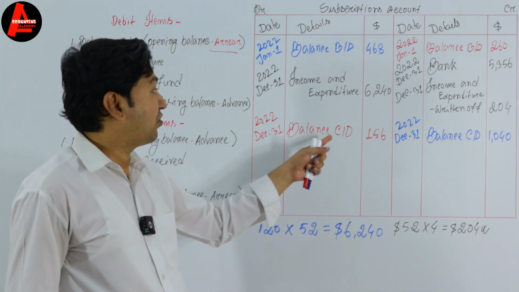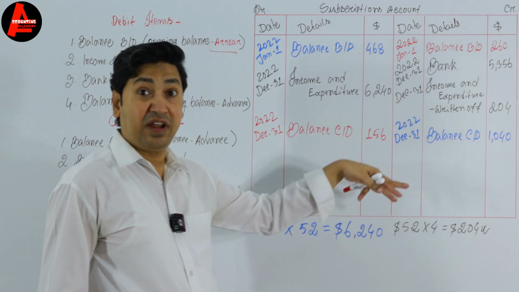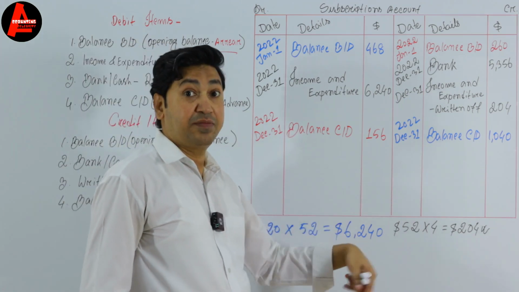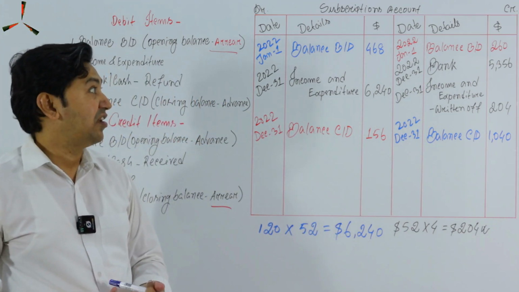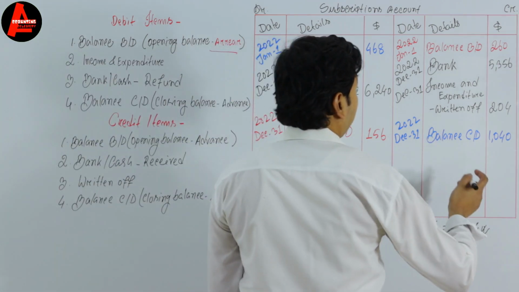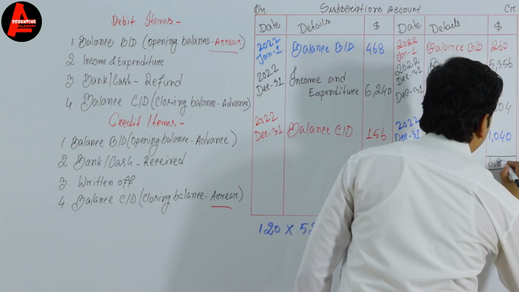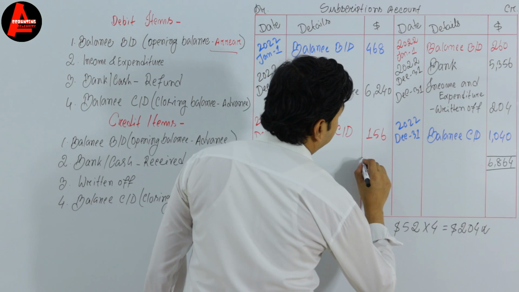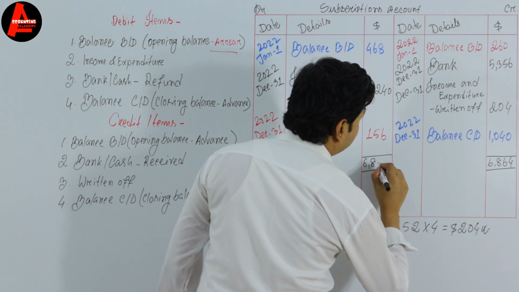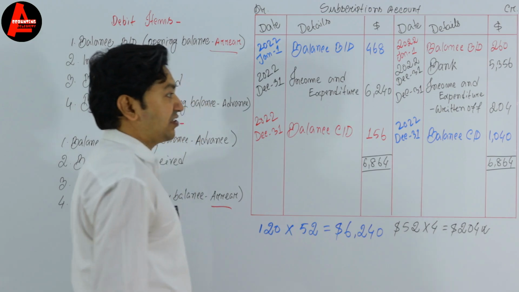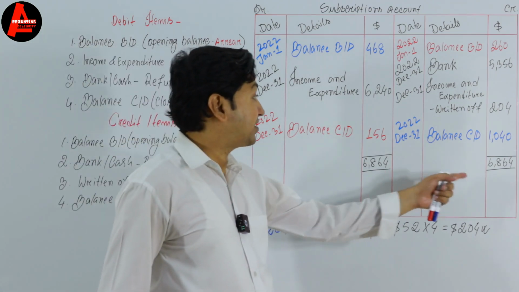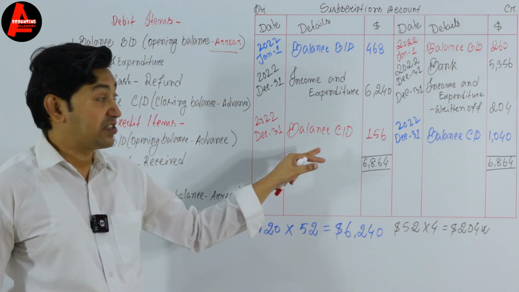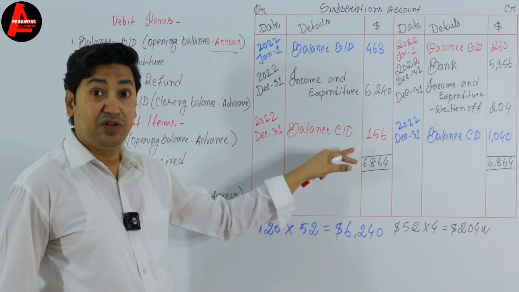We already wrote here balance c/d. What do we calculate after balancing? We calculate the closing balance, right? We already wrote the closing balance because it is given in the question. Now if we sum up the credit side, we get $6,864. The same we get here if we sum up, $6,864. Why are both the same? Because we recorded all the items. We already have the closing balance in the question, so we have nothing to extract.